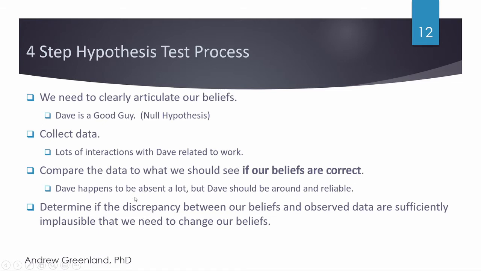And now we're just left to determining whether these 2 things are so incompatible that we have to change our idea about Dave. And after our 4th example there in the goldfish incident, we determined that Dave is implausibly absent, that data is too inconsistent with my idea that Dave is a good guy. And as a consequence, I reject the null hypothesis and instead take on the new view that Dave just sucks.